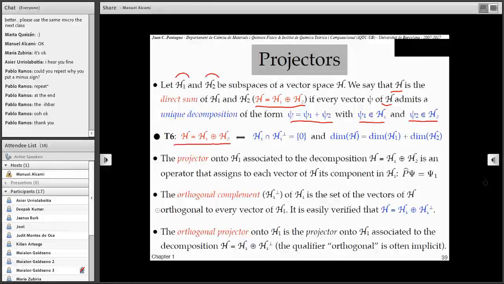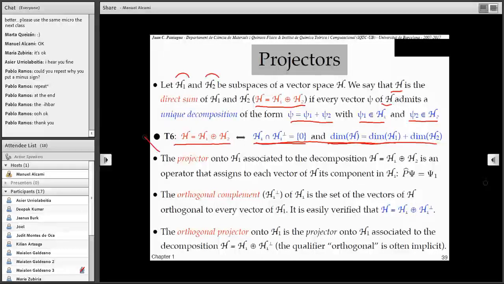Well, it can be shown that the direct sum fulfills that the only common vector of the terms we are adding is the zero vector. In the previous example, the only common vector of the horizontal plane and the vertical axis is the origin. And also, it can be shown that the dimension of the complete space is the sum of the dimensions of the two spaces we are adding. In the example of the three-dimensional space, this is trivial. Dimension 3, 2 plus 1. In fact, this is an equivalent way of defining the direct sum of subspaces.